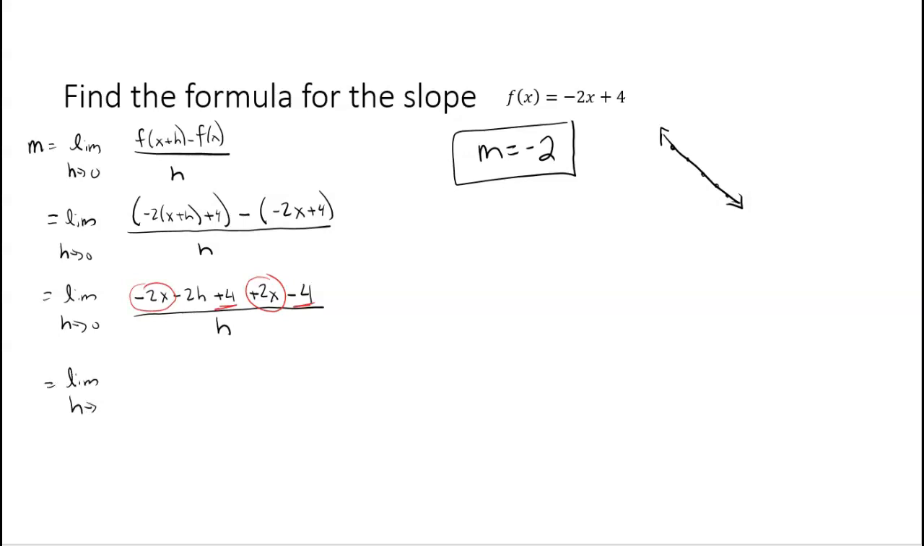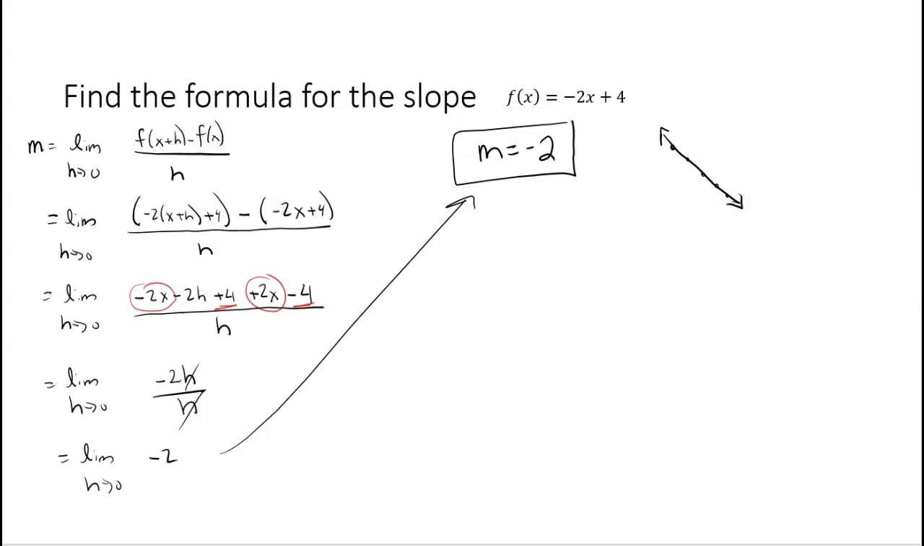The limit as h approaches 0 of negative 2h over h, those guys are going to cancel, leaving you with just the limit as h approaches 0 of negative 2. Well, the good news is there's no h value to plug in. It's a basic limit function, and that is why this answer is negative 2.